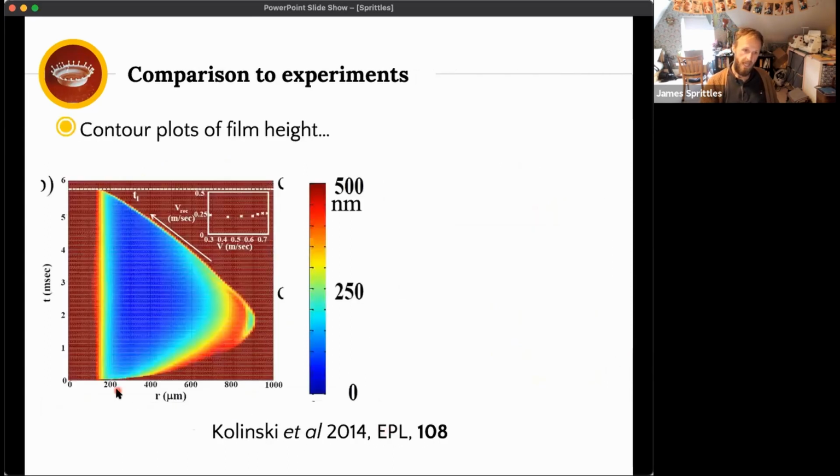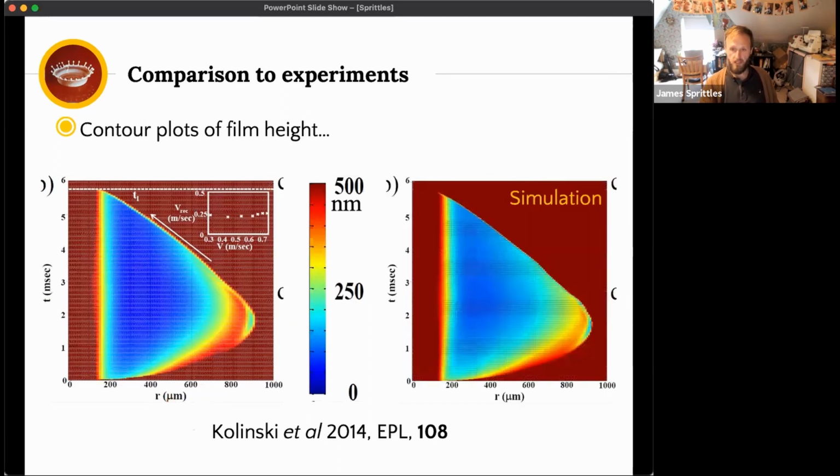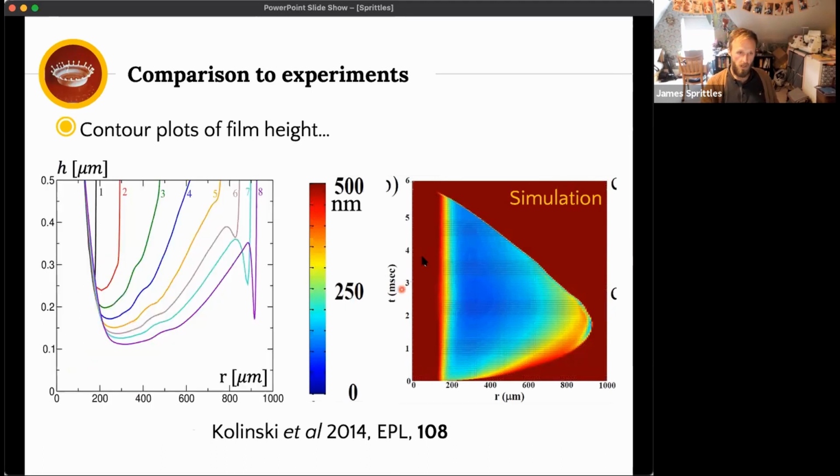So this is the heat map. I'll explain how it works in a minute, for the film heights as a function of time and space. And this is our simulation. And so you see the agreement looks pretty good. What's nice is that we can pick out some of the finer features in the experiment.